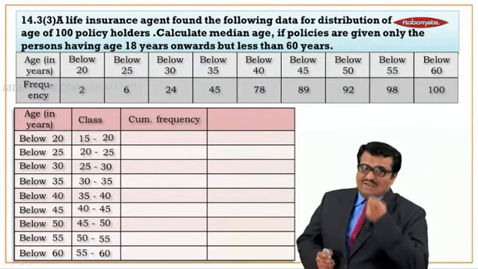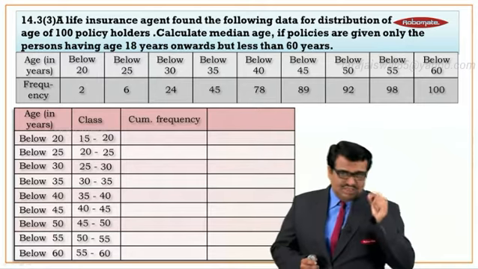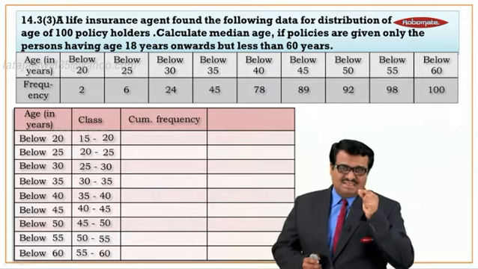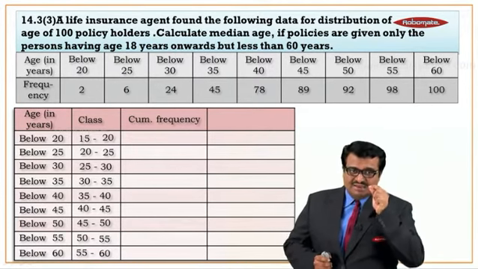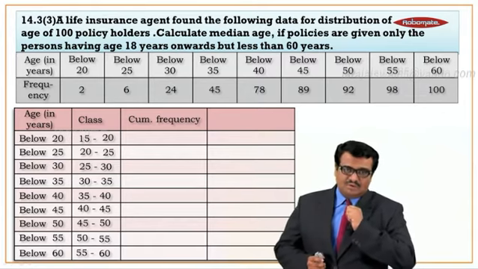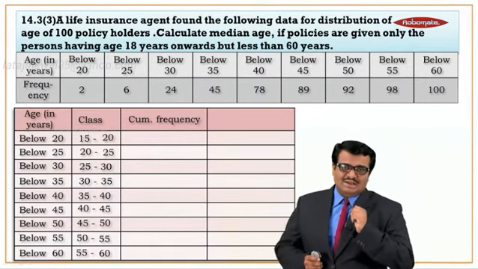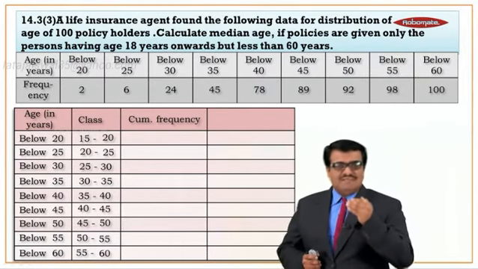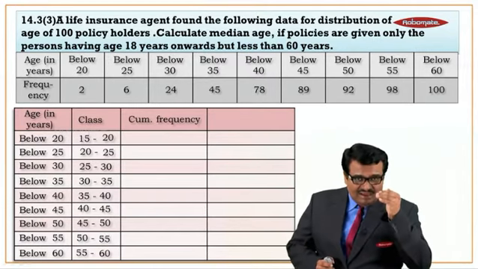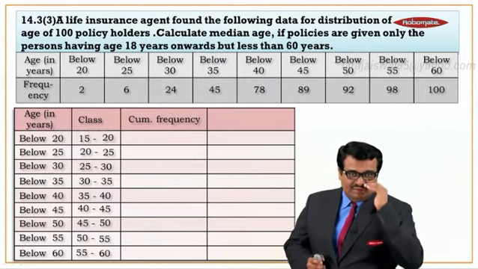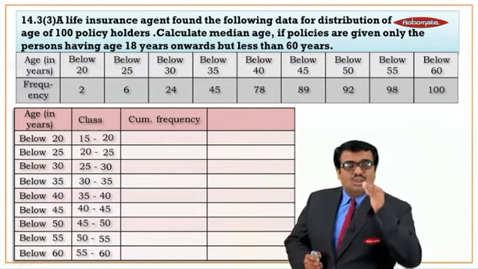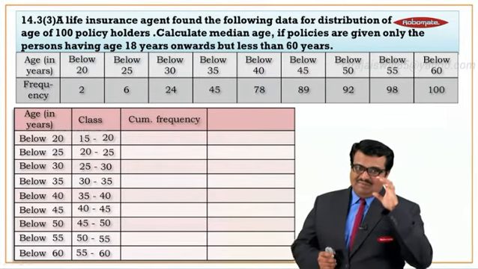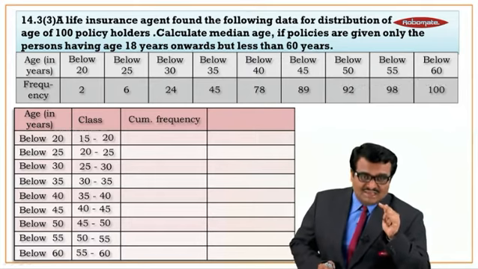Now, why it is cumulative frequency, I'll tell you. In this sum, if you see the question, below 20 years, the frequency is 2. Below 25 years, the frequency is 6. Now, in below 25 years, below 20 years also will come. Below 25, below 20's data is also accumulated in that. In below 30 years, below 20 and below 25 also will be there. Below 35 the frequency is given as 45. In this 45, those who are below 20, below 25, below 30, all are there.